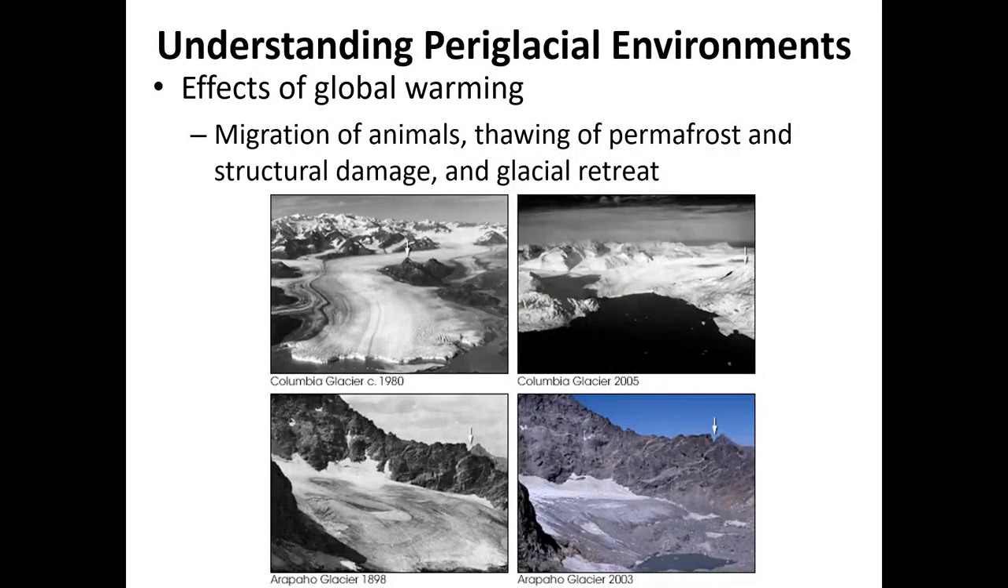So glaciers are retreating, and as you see in these pictures, the glacier in the 1980s on the top, and then the same glacier in 2005 is significantly smaller. And on the bottom left, the Araparo Glacier in 1898 compared to the same glacier in 2003. So due to warming temperatures, glaciers almost all around the world are retreating, some quite quickly, especially in the Arctic.